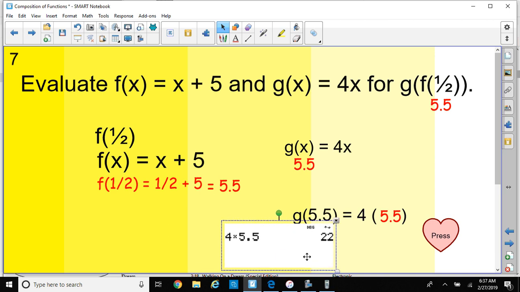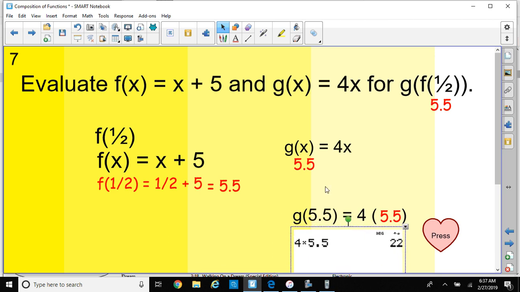Shrink that a little bit. So our answer for this g of f of 1/2 is 22. So that was a good question. It went backwards a little bit, but it was still the same process where you work on the inside function, like order of operations, start on the inside of the parenthesis, work your way out to the end.